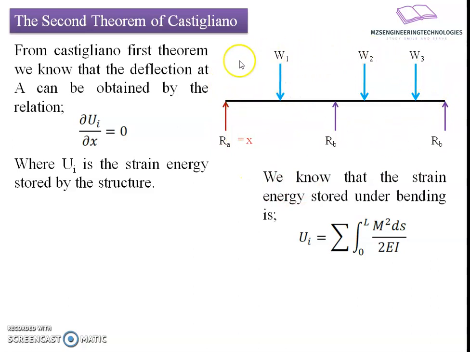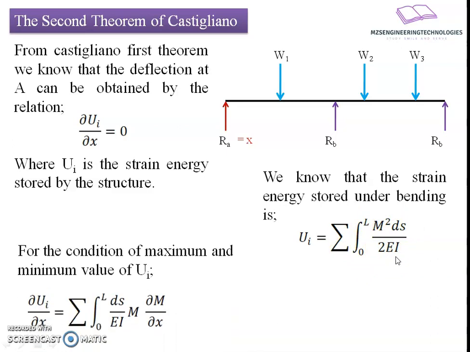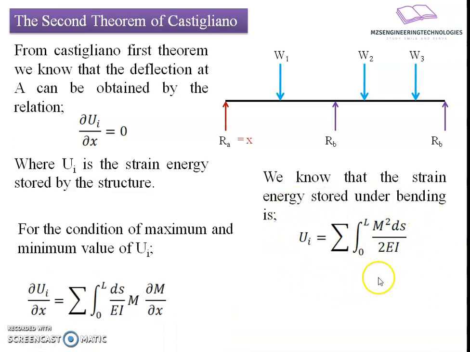So here in case of this continuous beam, it's a flexural member. We know strain energy is given as summation of integration 0 to L M squared ds upon 2EI. What I will try to do, I will try to minimize this strain energy with reference to the Castigliano statement. So first I will find out the deflection caused by this reactive force. It will be ∂U/∂x, the partial derivative of strain energy stored by the system with reference to the force under reference.